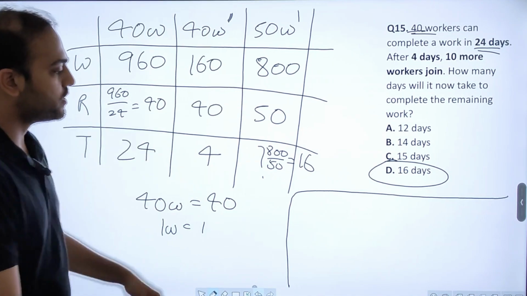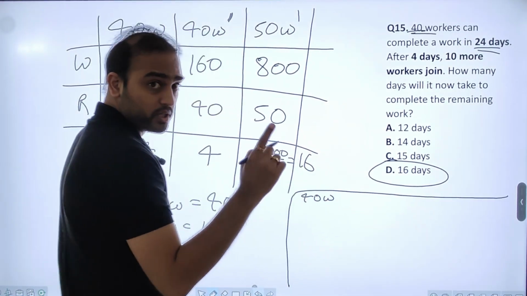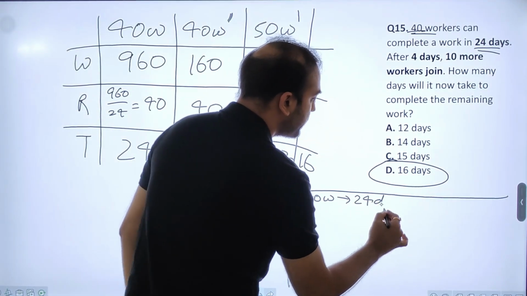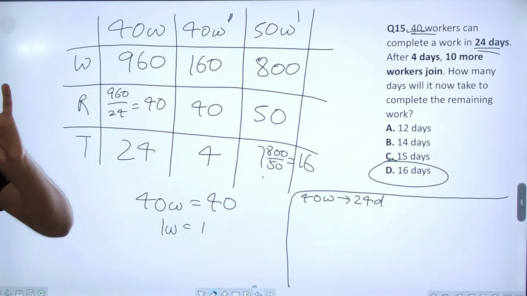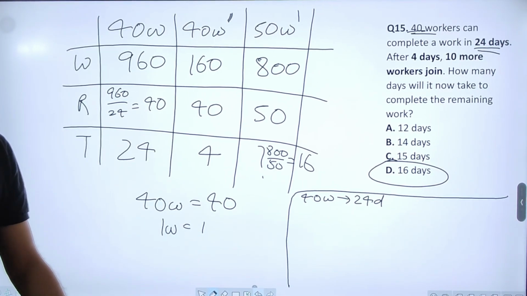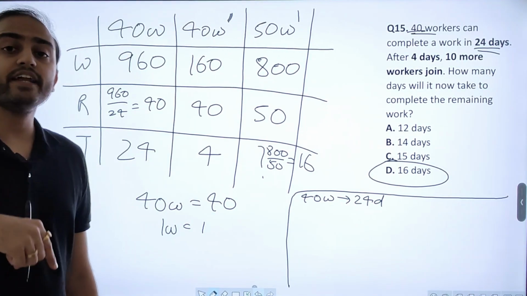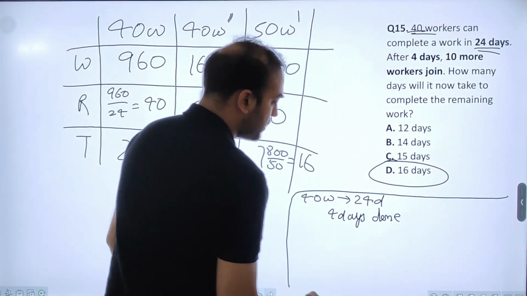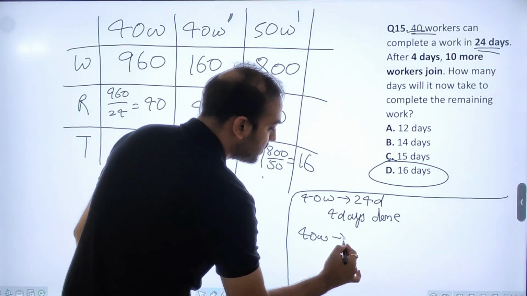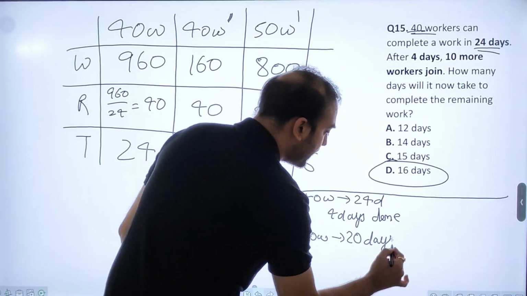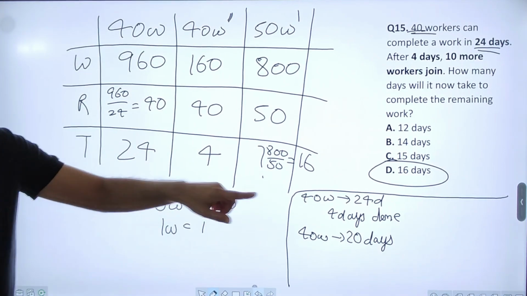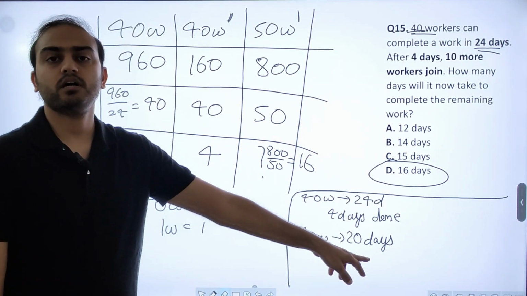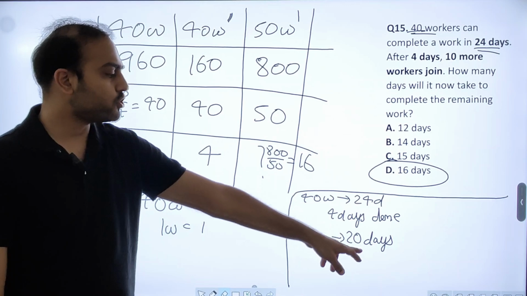So see, you have 40 workers. That's your number. 24 days, that's your time. They can finish the whole work in 24 days. But 4 days are already gone. So what is the reality today? 4 days are done. So these 40 workers will finish the remaining chocolates in 20 days because they have already consumed chocolates for 4 days. So if they look at it today, the 40 workers are supposed to finish the remaining chocolates in 20 days.